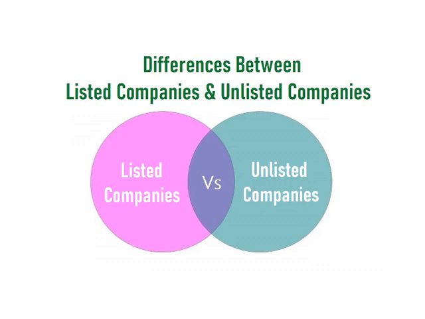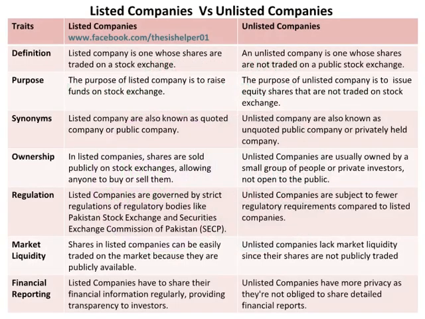Differences between listed companies and unlisted companies. Listed companies versus unlisted companies. A listed company is one whose shares are traded on a stock exchange, whereas an unlisted company is one whose shares are not traded on a public stock exchange.